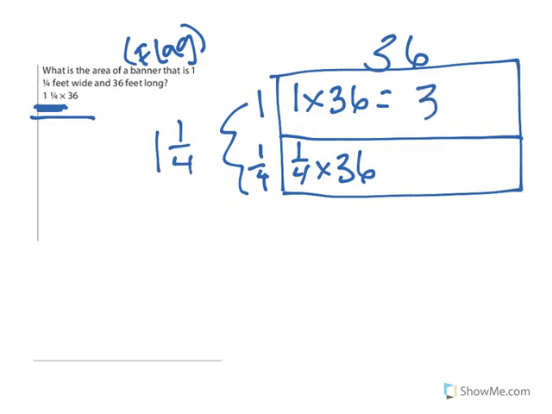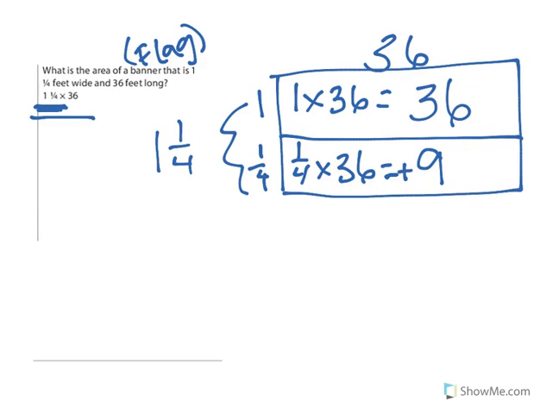1 times 36 is easy. 36. Anything times 1 is itself. And then 1/4 times 36, I'm going to want to think to myself, what if I split 36 into 4 pieces? How much would be in each section? So I'm splitting 36 into 4 pieces, and I remember that 4 times 9 is 36. So I know that 1/4 of 36 is 9.